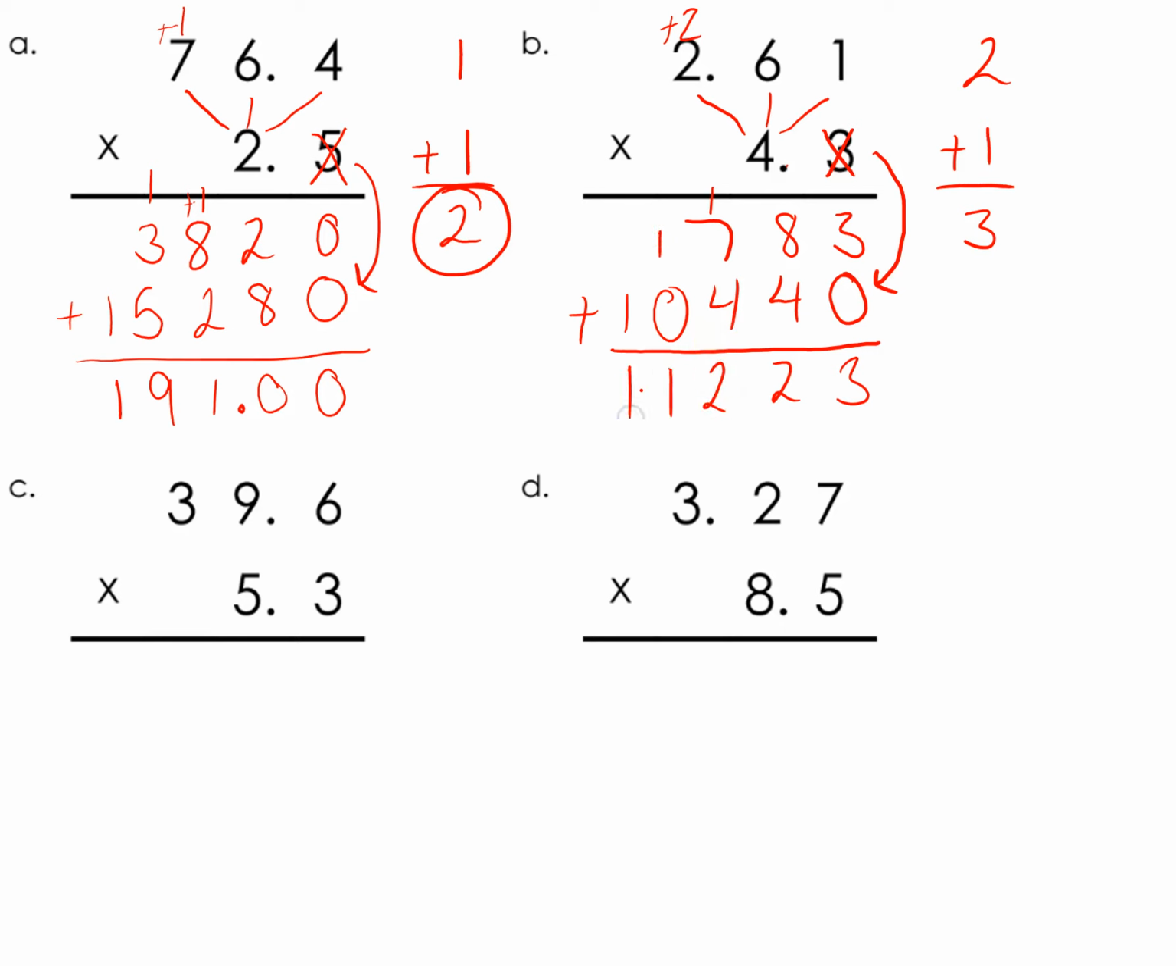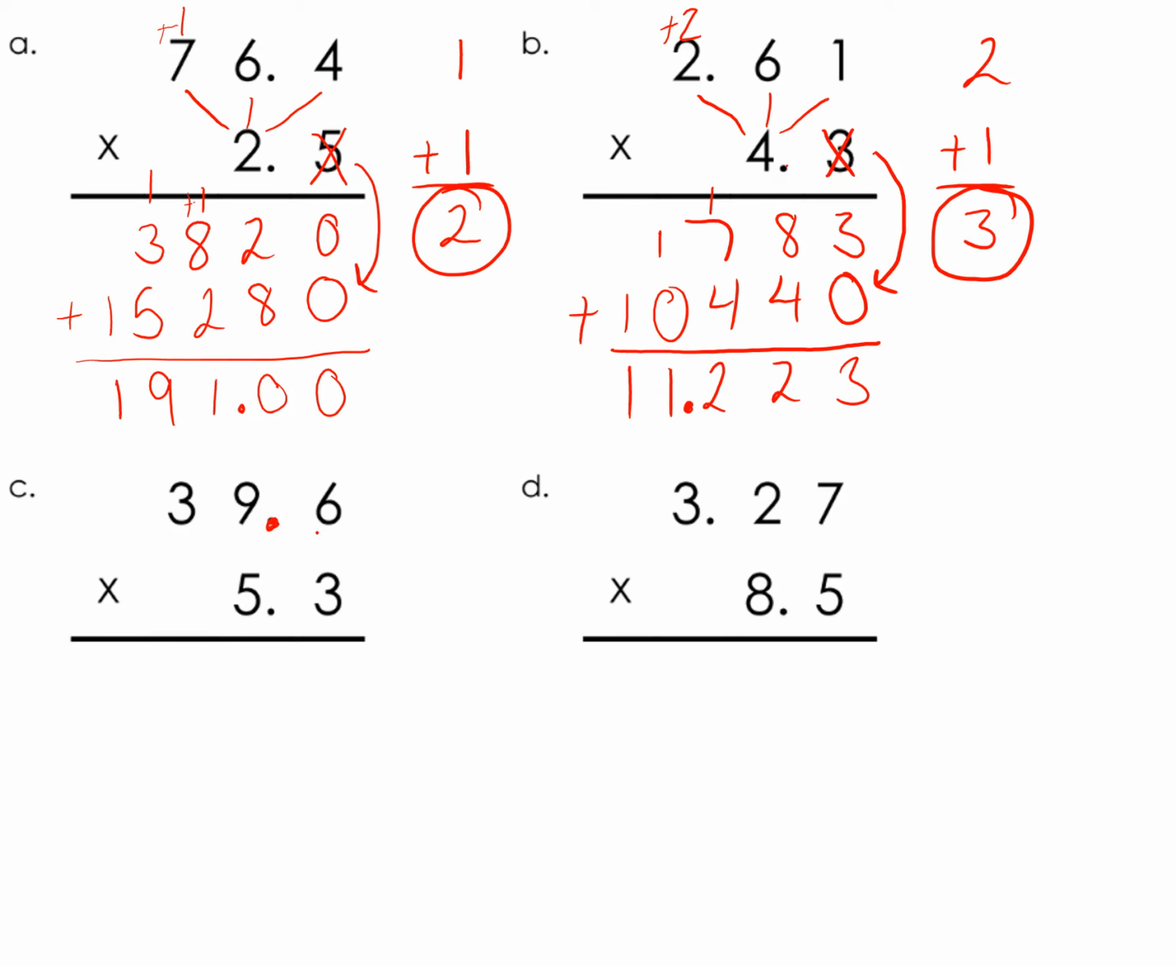1 and 1. Got to move my decimal over 3 places, so I come to the back of the number. 1, 2, 3. Needs to go there. So this becomes 11.223, and we would read that number as 11 and 223 thousandths. Okay, let's go to the next example.